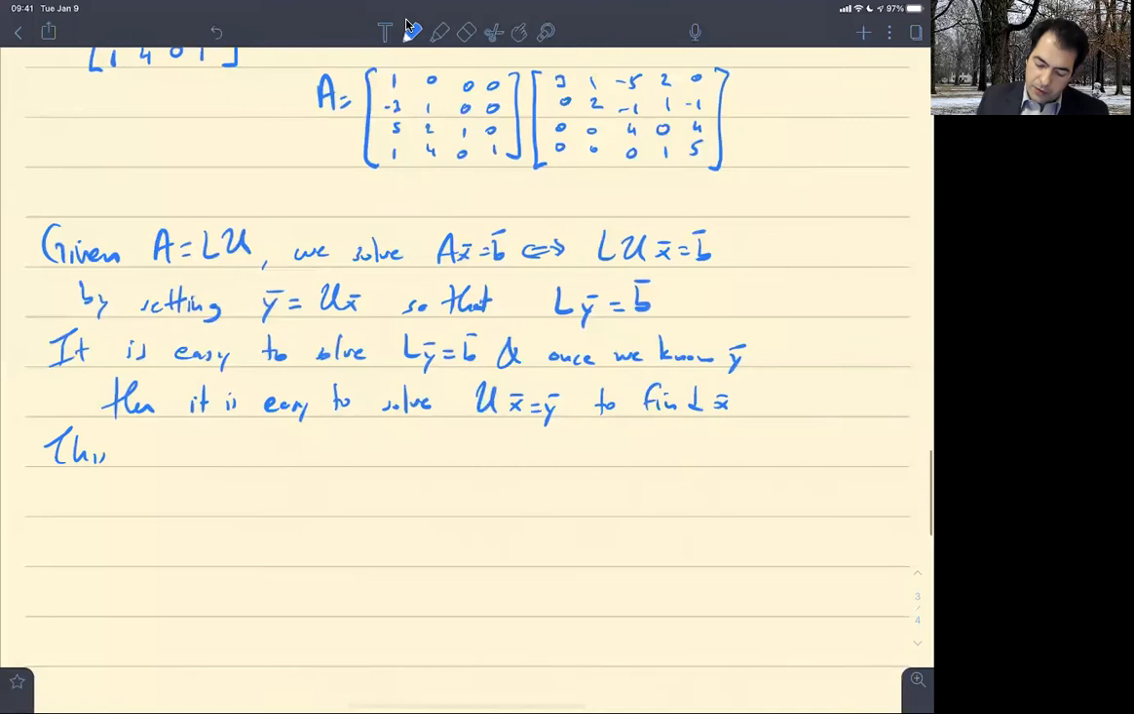Okay, now I'll say this is usually the preferred method for solving linear systems.